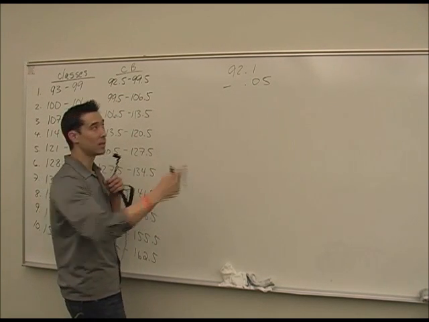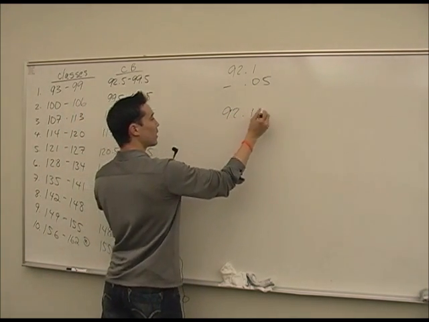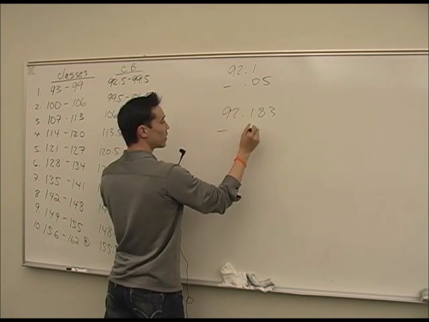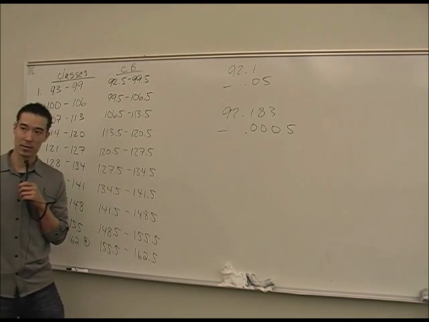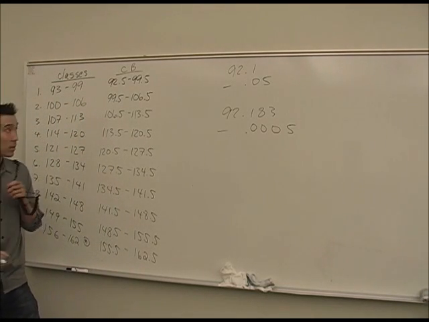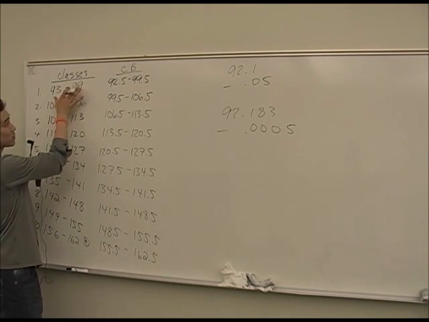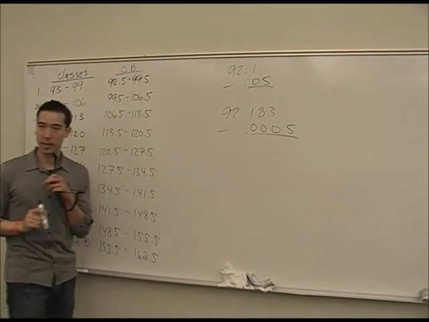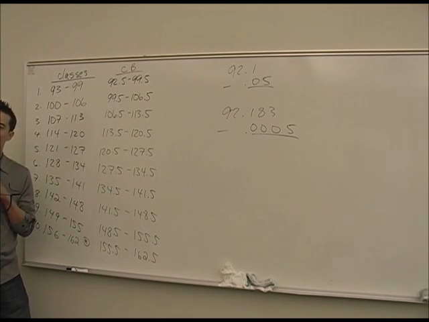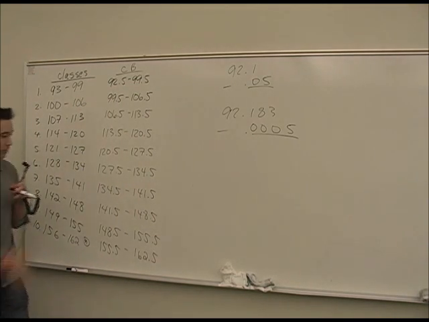Does that make sense? If the number was 92.183, you're going to subtract 0.0005, and then you're going to add 0.0005. So put that in your notes for if there are decimals in the classes, you have to go out an additional decimal place. And I think you have that in maybe 1 or 2 homework problems. So keep that in mind.